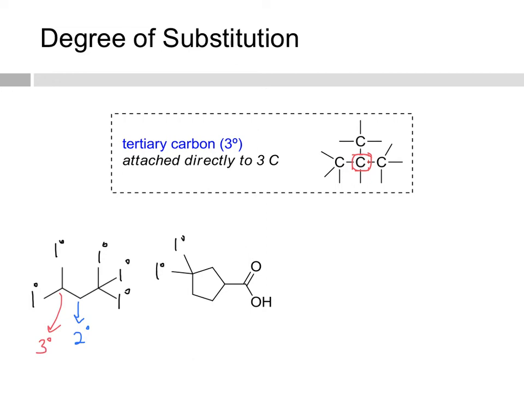And then if we go around the ring, this is attached to 4 carbons, so we'll come to that. This is attached to 2 other carbons, so it's secondary, as is this one and this one. This one is attached to 3 carbons, so it is tertiary.